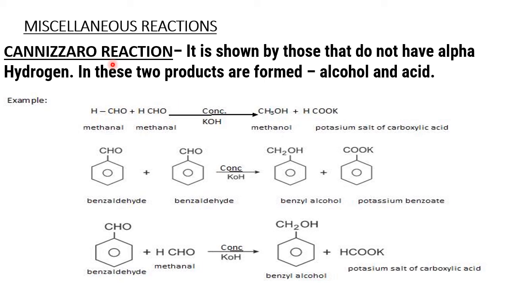Now the last chemical property, miscellaneous reactions. Under this we go for one more named reaction known as the Cannizzaro reaction. This reaction is given by what? Given by aldehydes where we don't have the alpha hydrogen. So formaldehyde, benzaldehyde, they don't have alpha hydrogen. When two similar aldehydes without alpha hydrogen are taken, they undergo this reaction along with alkali, either KOH or NaOH.